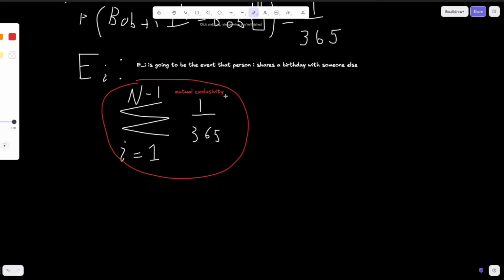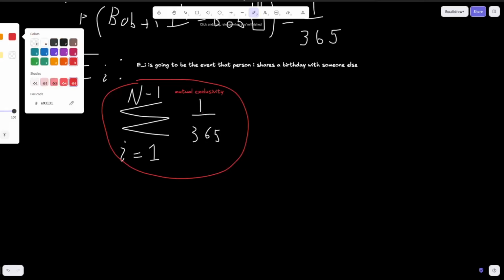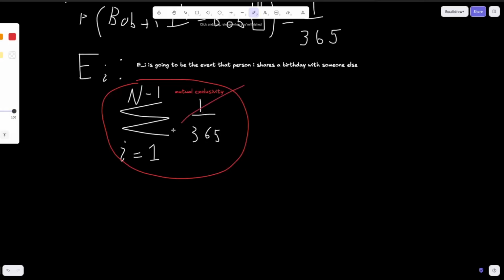They're not mutually exclusive. They're independent. And why are they not mutually exclusive? Because they can happen at the same time. Bob can share a birthday with Bob plus 1 and can also share a birthday with Bob plus 2, right? So these can't be mutually exclusive. They can happen at the same time.